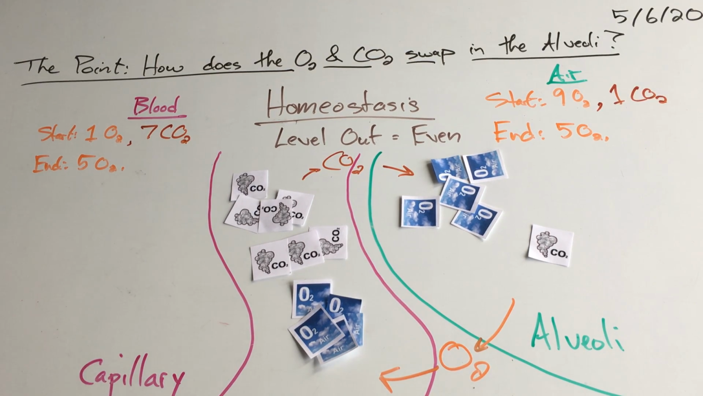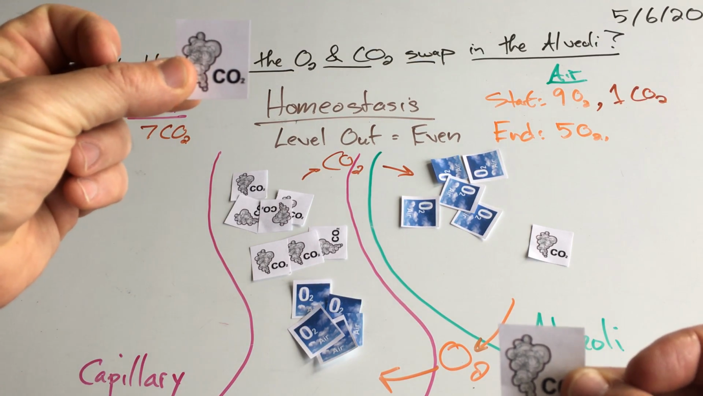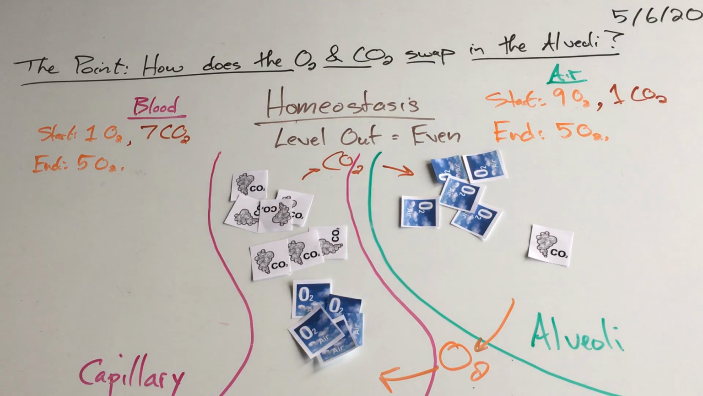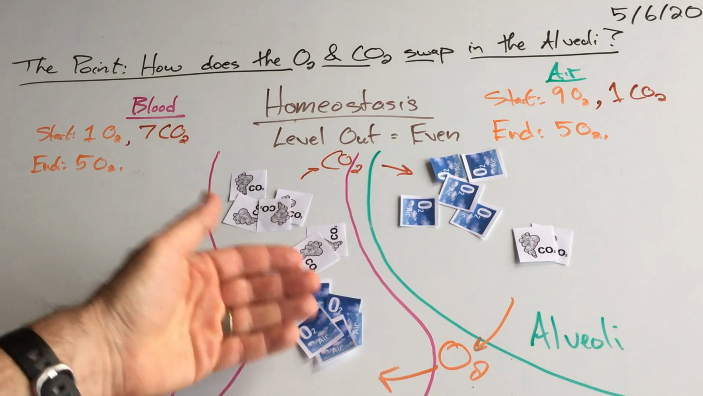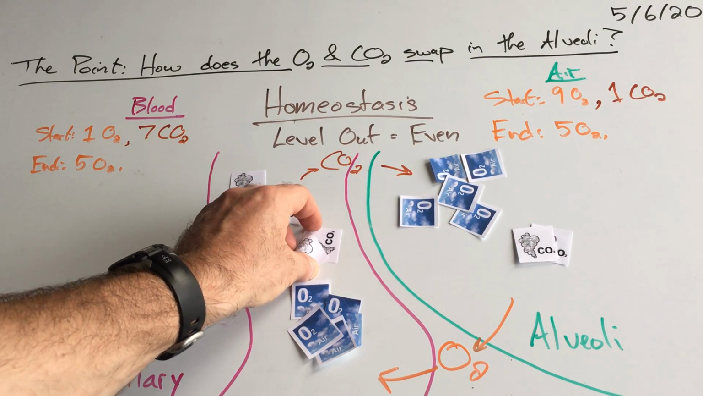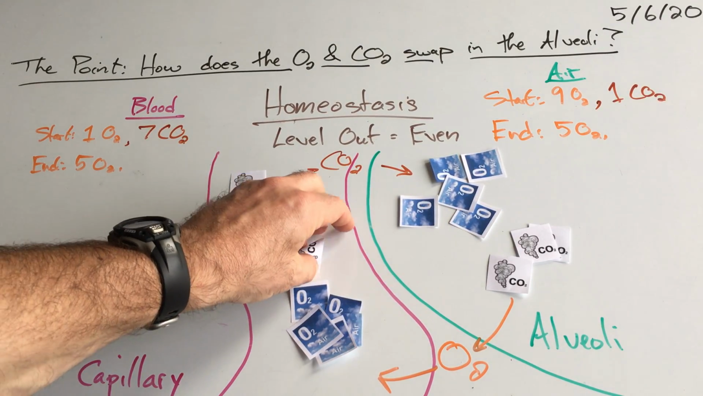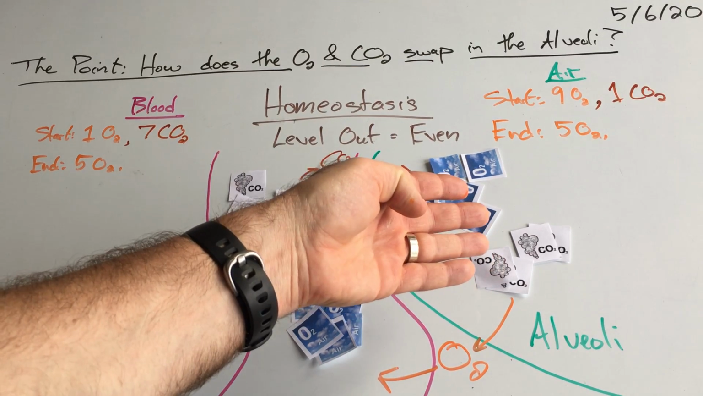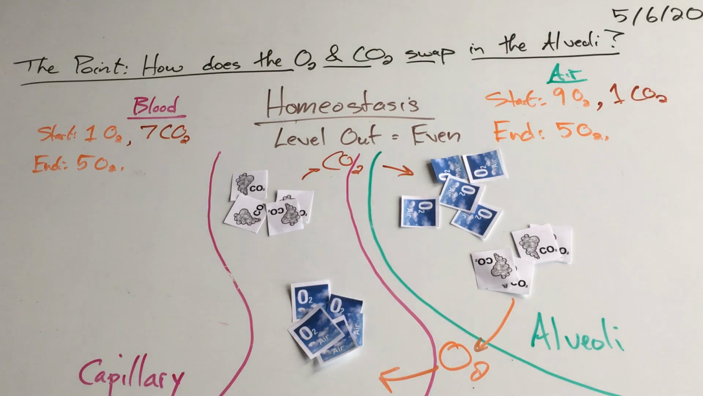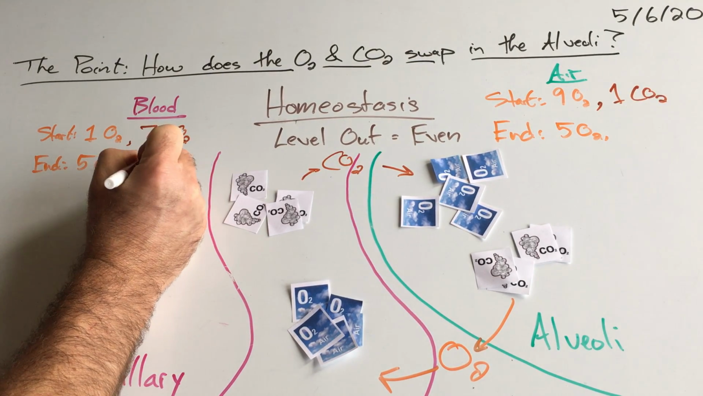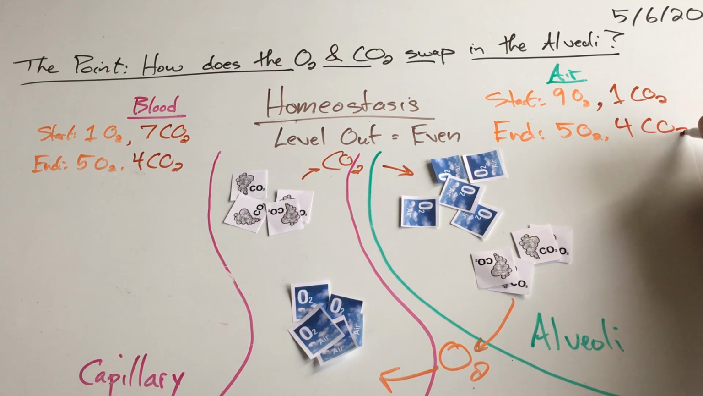What about carbon dioxide? It's the exact opposite in carbon dioxide. There's a lot of carbon dioxide in the blood, very little in the air, and those need to even out. So how do they even out? Well, I don't know. Let's see. So we have 7 and 1. If I swap that, it's now 6 and 2. That's not even. It's now 5 and 3. That's not even. It's now 4 and 4. 4 and 4. Homeostasis. Yes. So we are going to end with 4 carbon dioxide on this side and 4 carbon dioxide on this side.